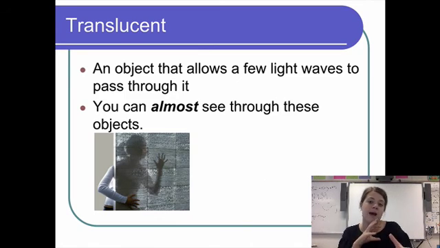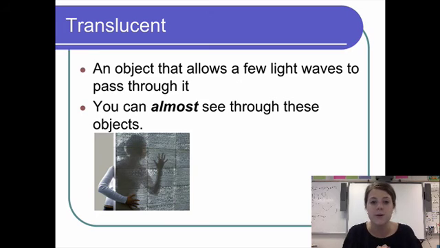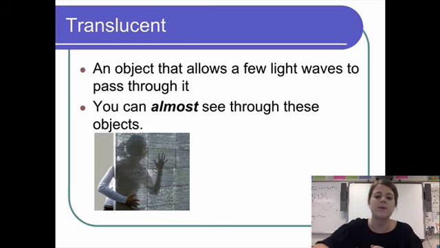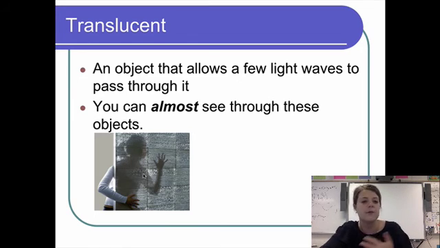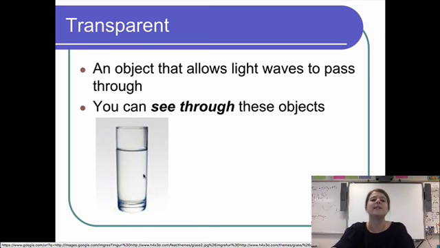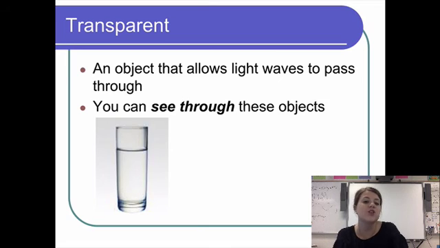Sometimes an object might let a few light waves pass through, and we call that translucent. So if some gets through, but not a lot, it's almost see-through, but not fully, that would be translucent. In this picture, we can kind of see her behind this wall, but not fully. The last one we're going to talk about is transparent. When something is transparent, it is going to allow all the light waves to pass through it. You can see through transparent objects.